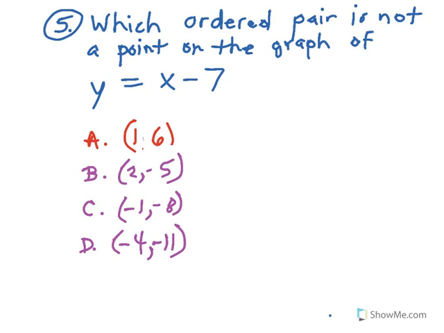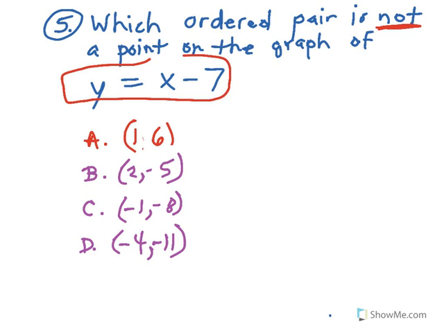Question number 5 here says, which ordered pair is not a point on the graph of y equals x minus 7? Got 4 options here. The keyword in this little sentence is not. So which ordered pair is not a point on the graph of y equals x minus 7?